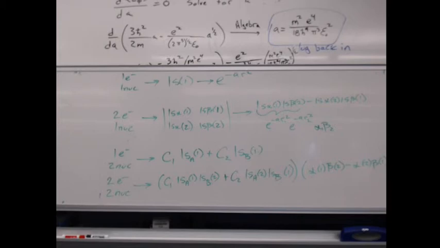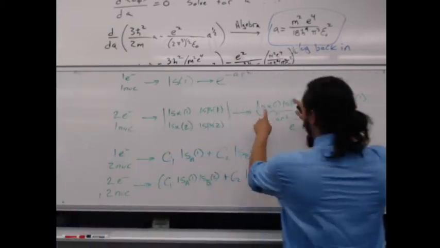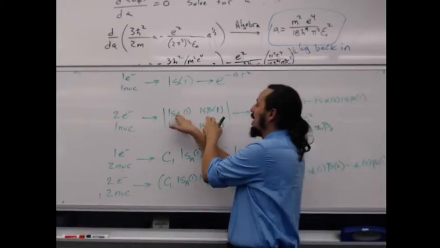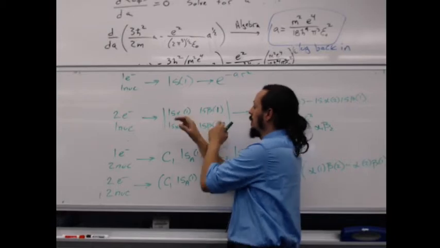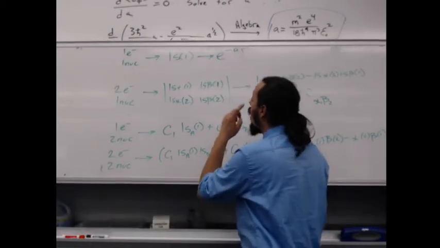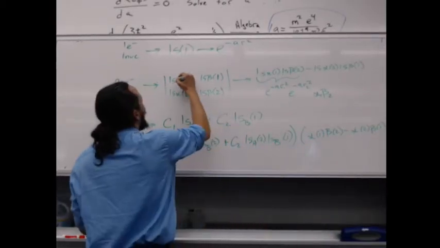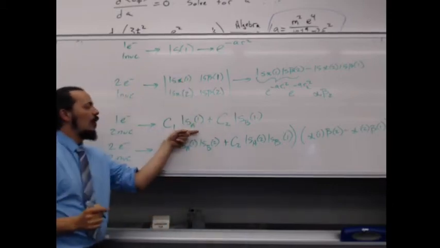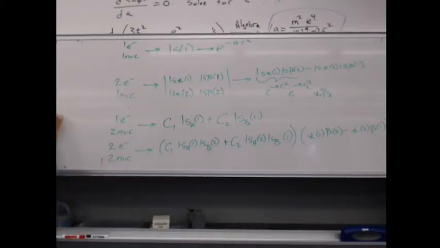Yes? What's the difference between 1s alpha 1 and 1s? So 1s alpha 1, alpha is talking about the spin state. 1s A, since this is two nuclei, this is like nucleus A, nucleus B, with an electron being attracted to both.